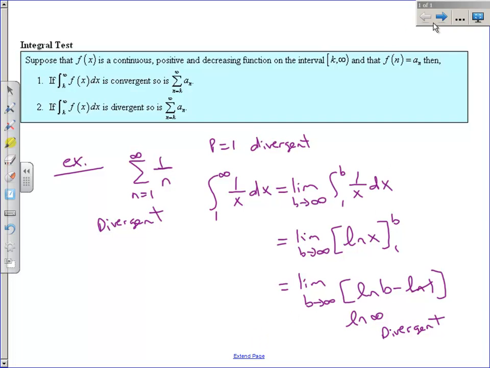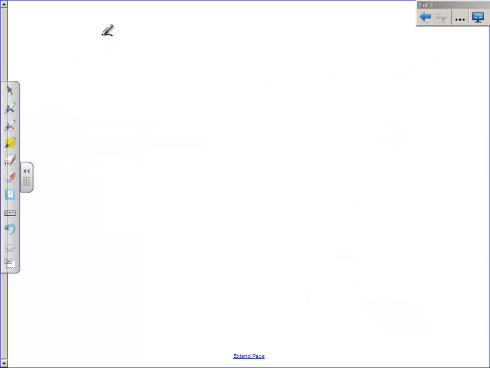Let's take a look at another example. What about, I think I showed a lot of you this in class yesterday, the summation from 1 to infinity of 1 over n squared, or 1 over n cubed, or something like that. And we saw in class that this obviously converged. We could see from the graph that it was hitting a horizontal asymptote. So this is a continuous positive decreasing function.